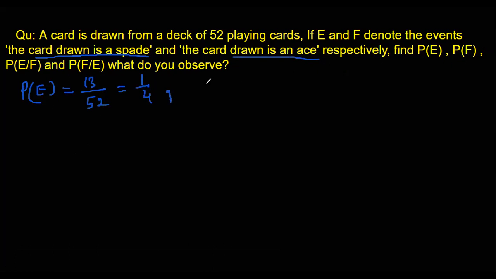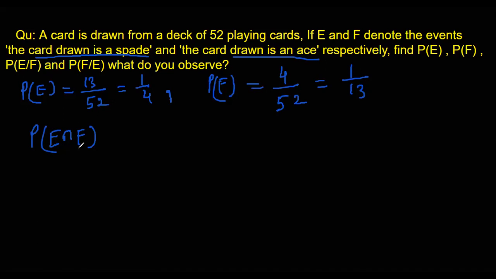Now let's see what P(F) is. The card drawn is an ace. There are four aces, one in each suit, right? 4 by 52, which is 1 by 13. Now let us find E intersection F. How many elements are there in E intersection F? It means the card should be a spade and it should be an ace. There is only one ace in the spade suit, right? So 1 by 52.